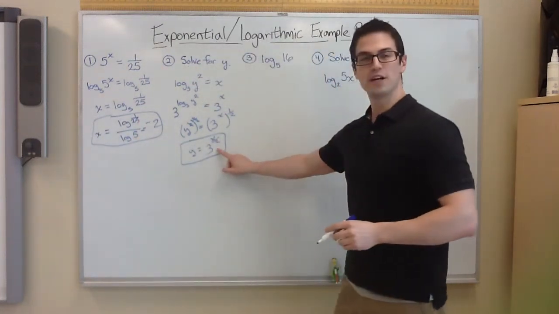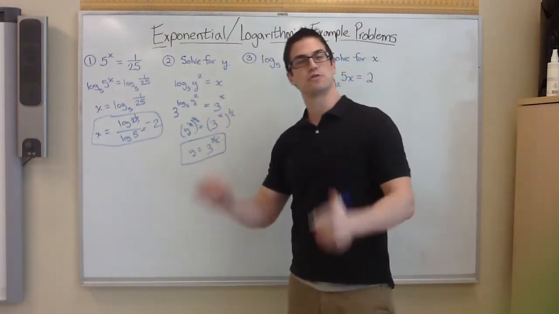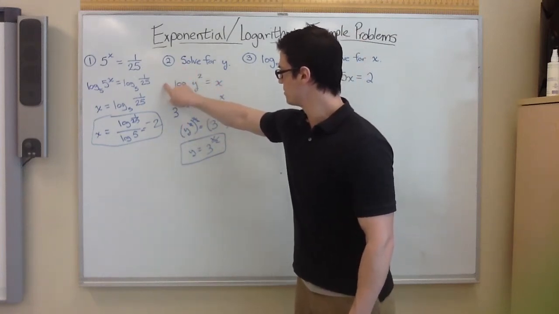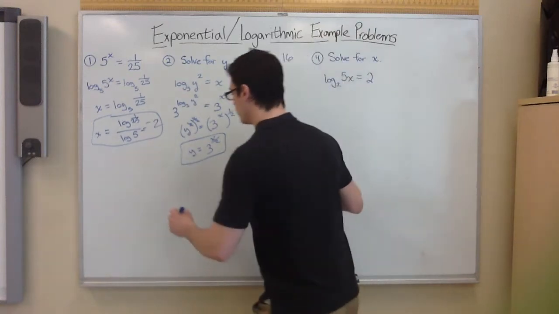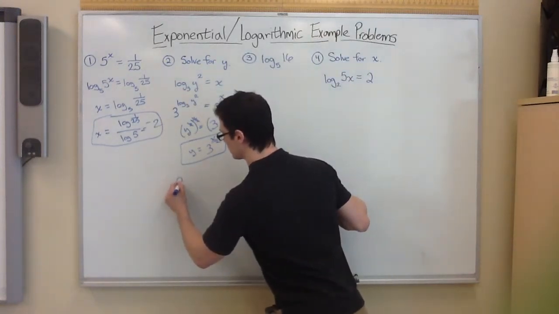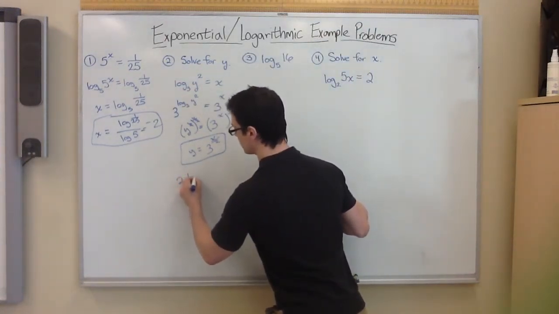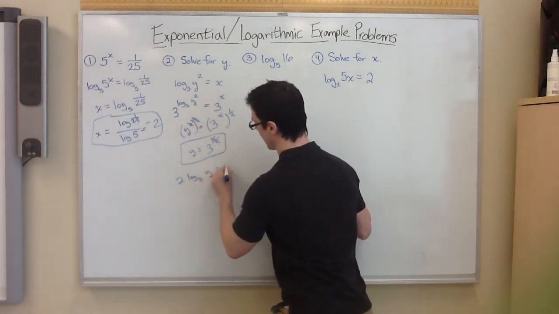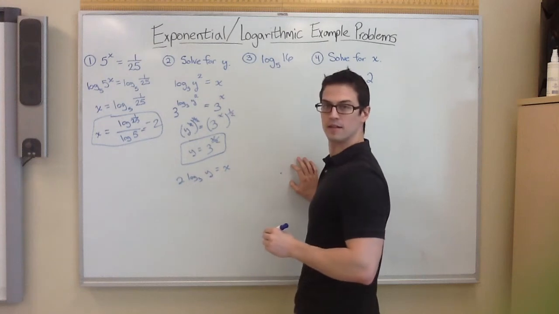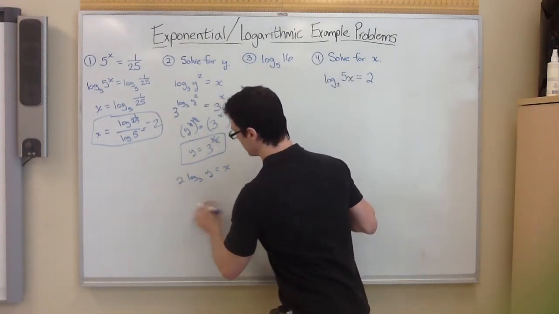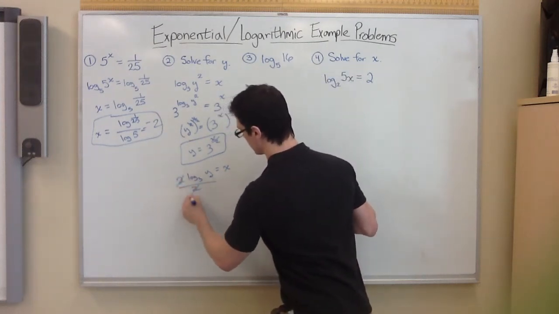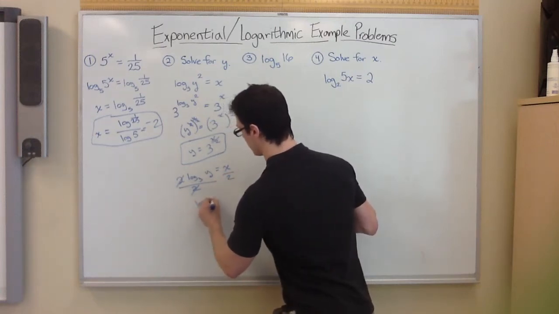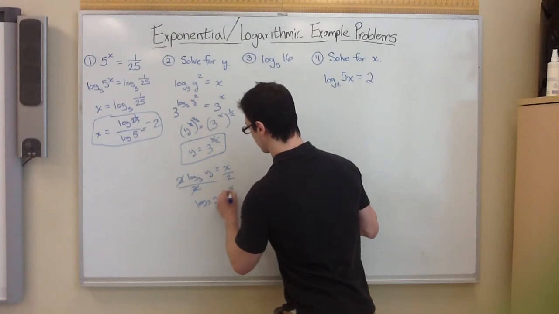What you could have done for this one too, if you wanted, is use the power rule. You could have pulled this 2 out and put it in front. So then you would end up with something like this: 2 log base 3 of y is equal to x. From here, you divide both sides by 2 to get rid of that 2. Log base 3 of y is equal to x over 2.